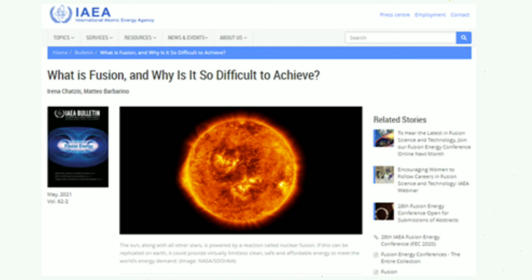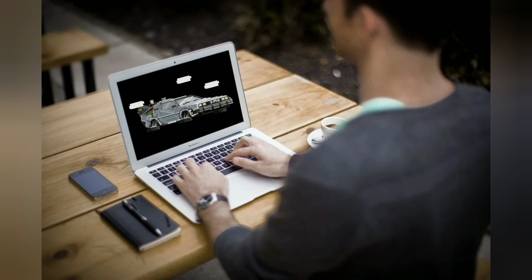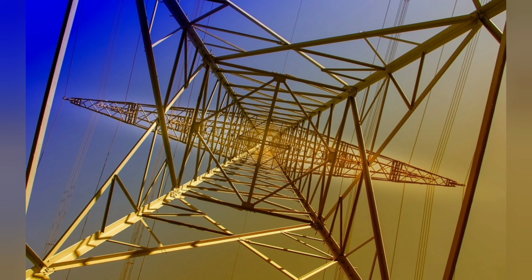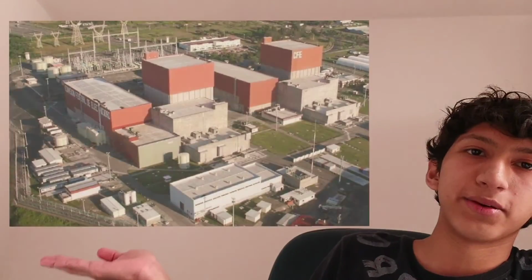According to this article from the International Atomic Energy Agency, the amount of energy produced from nuclear fusion is 4 times as much as nuclear fission reactions. The authors, Irina Chatsis and Matteo Barbarino, mention that in theory, with just a few grams of these reactants, it is possible to produce a terajoule of energy, which is approximately the energy one person in a developed country needs over 60 years.